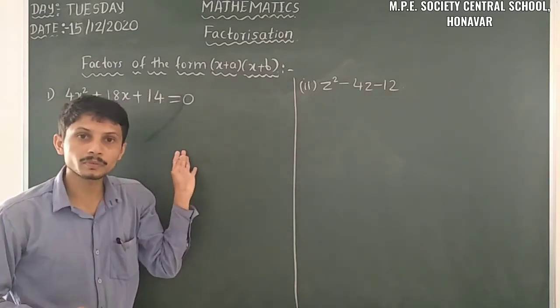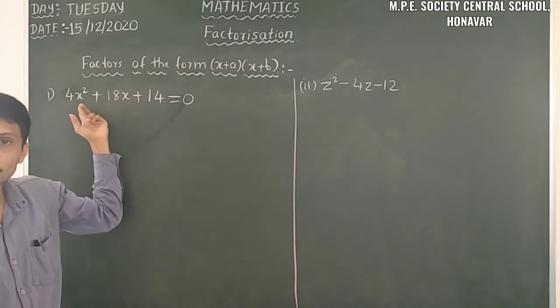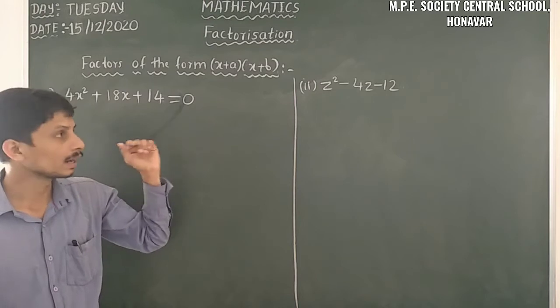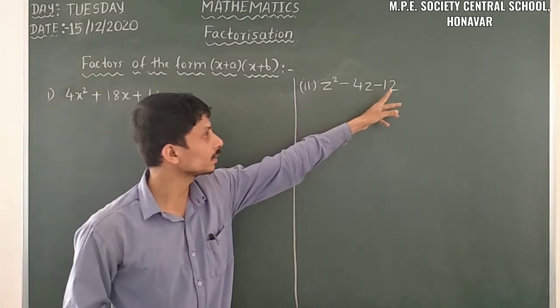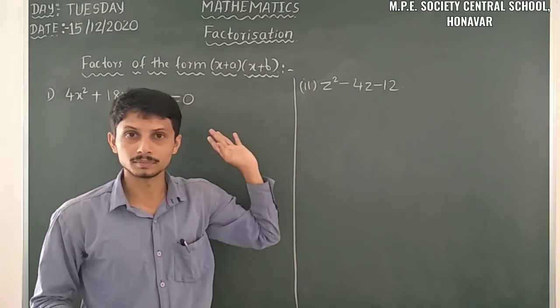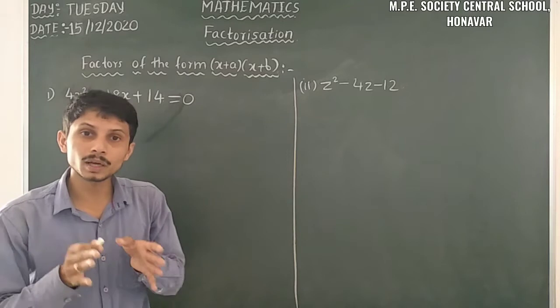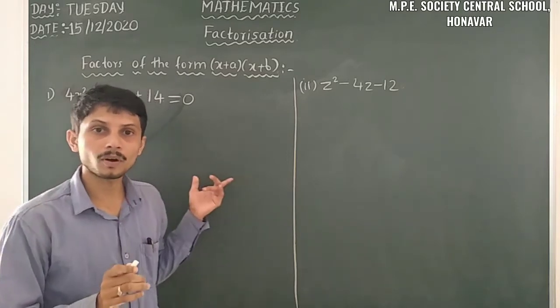So here just observe when we have this thing. Here we have the x square term, here we have the x term, and here we have the constant term, and here also we have the z square term and the z term, and here we have the 12 constant term. So that means it's in the form of x square plus (a plus b) into x plus ab. That one form we have.